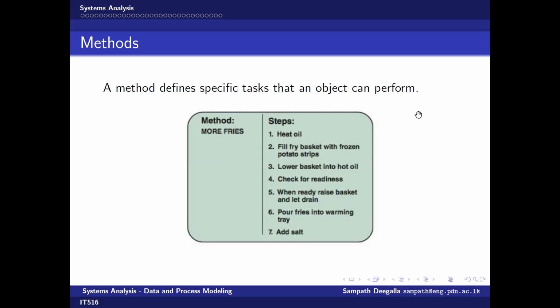Next, the methods. In methods, I told you like you can perform some tasks. And usually, if you need to elaborate more, you can have steps. Now, for example, this method says make french fries, right? So it lists down all the steps as well. Heating oil, fill fry basket with frozen potato strips, lower basket into hot oil, check for readiness, when ready, raise basket and let drain, pour fries into warming tray, add salt and so on.